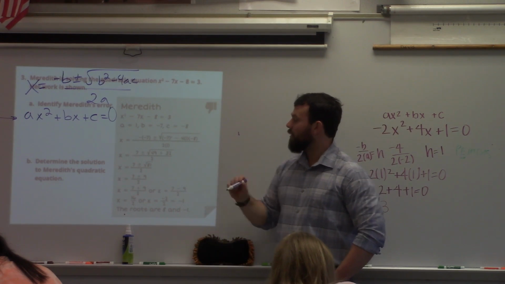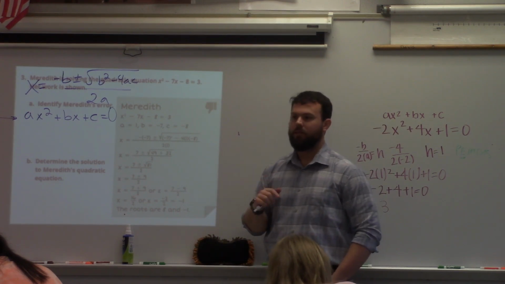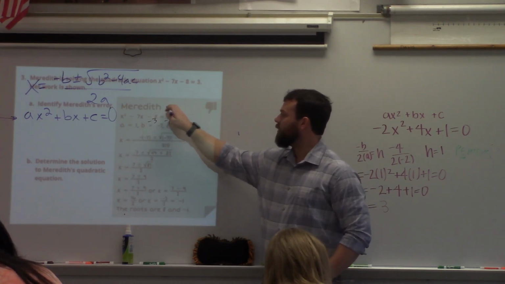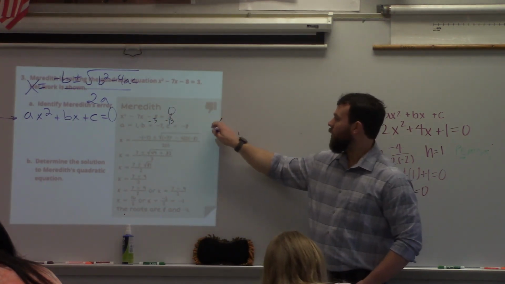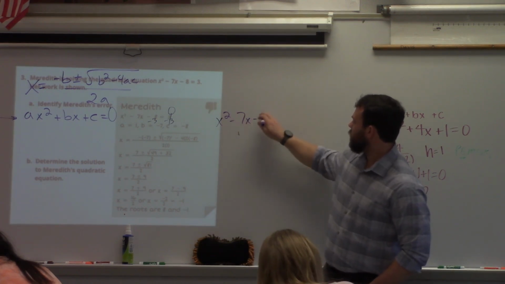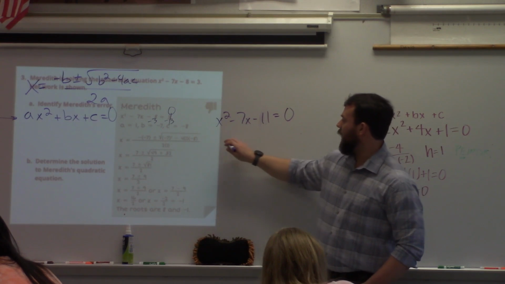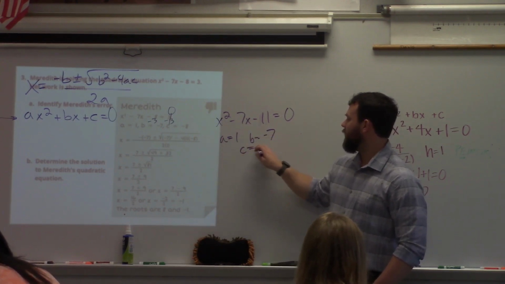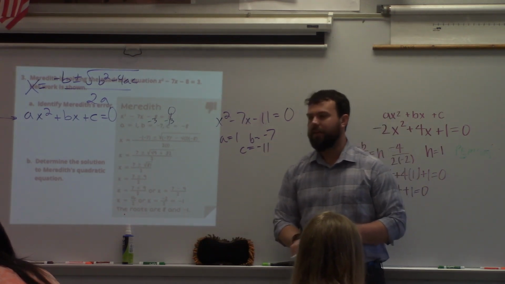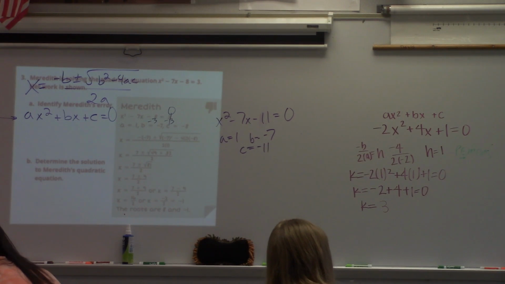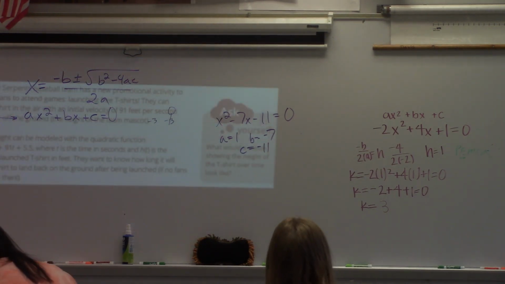What should Meredith have done to start solving this equation? If we do 3 minus 3, does that create a 0? Okay. So that quadratic equation has to equal 0. Notice A is still 1, B is still -7, but now C is equal to -11. That would change her solution. Okay? So keep that in mind.